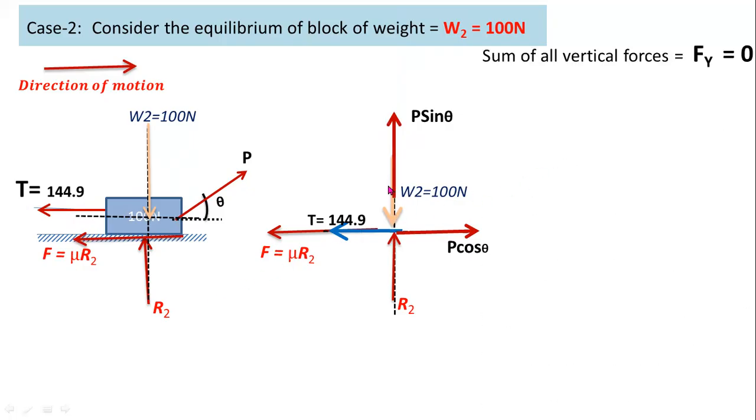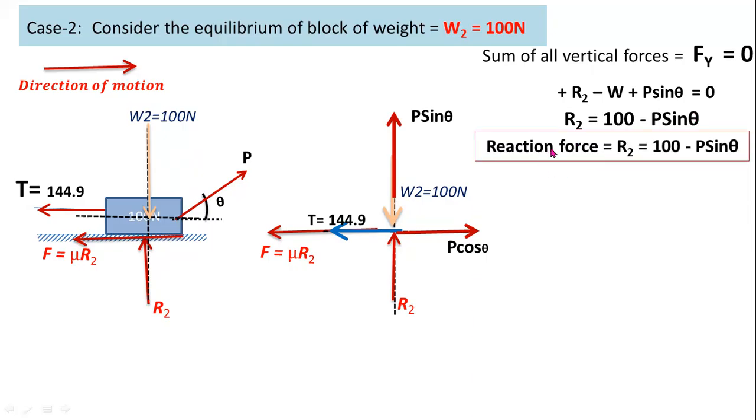First of all, you have to resolve all the forces normal to the plane. Plus R2 minus W2 plus P sin theta equal to 0. Here R2, the reaction force between the block and the second plane, is equal to 100 minus P sin theta, where W equal to 100. Here the values of P and R2 are not given, so you have to write them as they are.